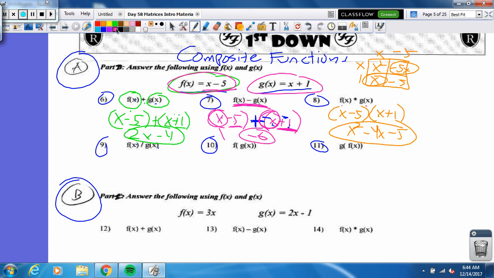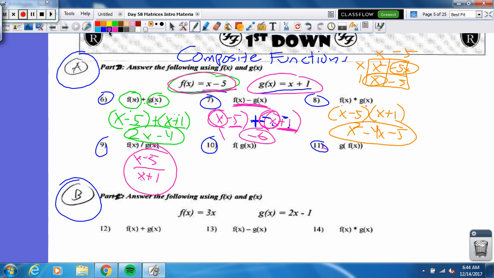Next, f of x divided by g of x. Write that in your notes. So we got x minus 5 divided by g of x, which is x plus 1. Can I simplify this? Oh, nope, it's already simplified. Do not cross out the x's because I have a subtraction and an addition sign. Only when you're multiplying can you factor out x's or factors or anything like that. So we're done with this one. Thank you very much.